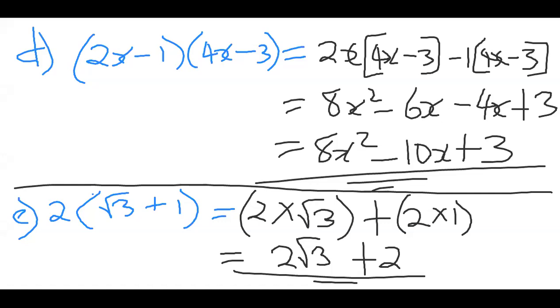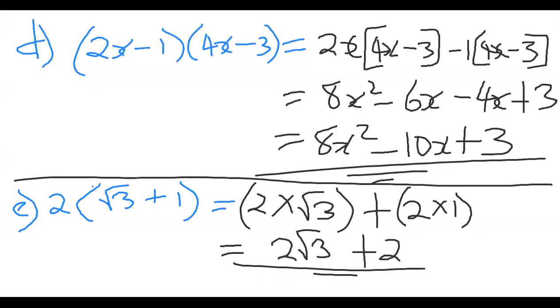So the next number, part F: root 2 into brackets, root 3, then plus 1.